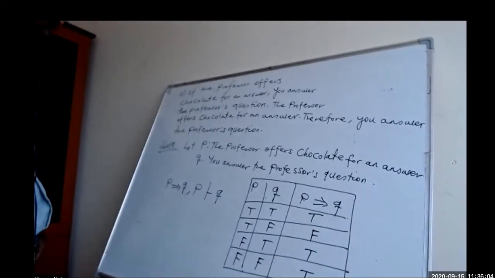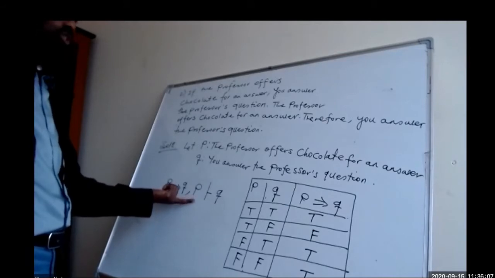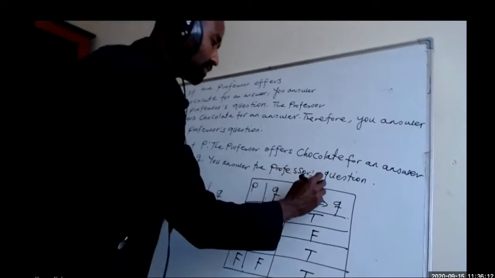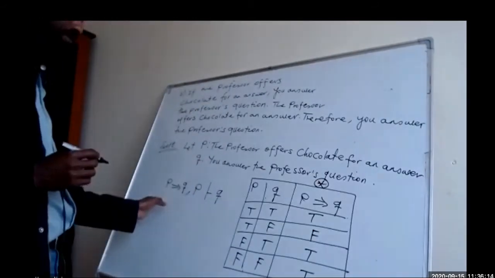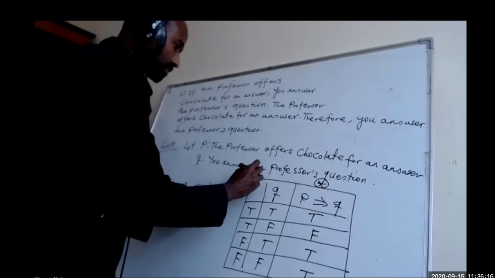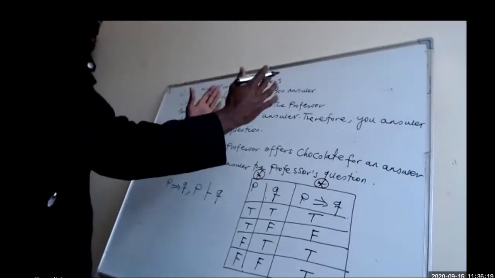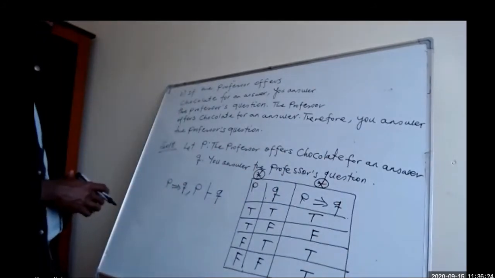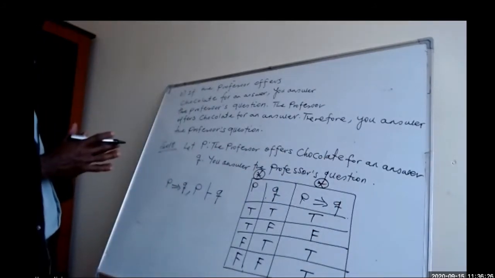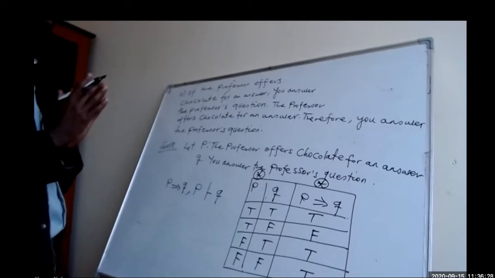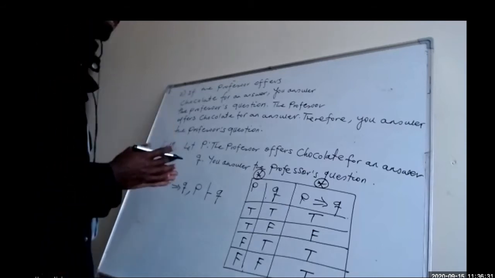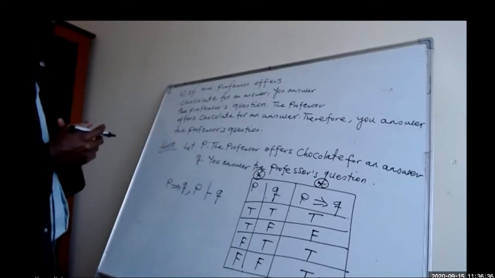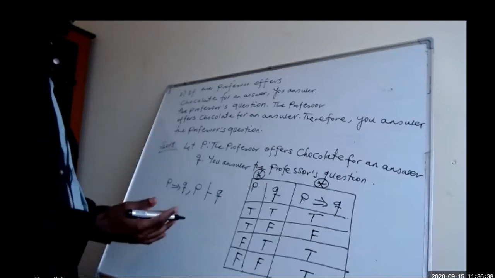For the rest of them, we have true truth value. Now, how many premises do we have? Only two. What and what? P implies Q, the third column, and P, the first column. So the first and the third columns are the columns of premises.